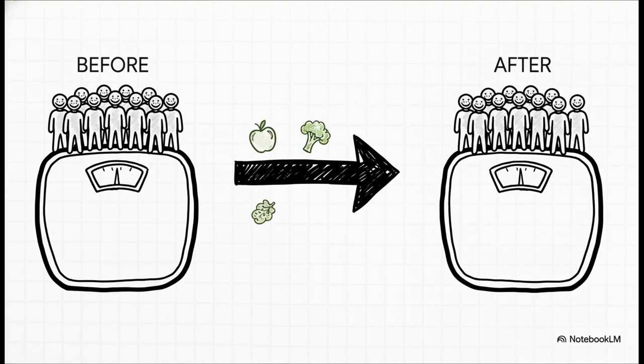So here's how it works. You take 30 volunteers and you weigh them. Boom, that's your before data. Then they all go and do the diet program. Afterwards, you weigh the exact same 30 people again. That's your after data. The test then just checks if the average change in weight is big enough to matter.